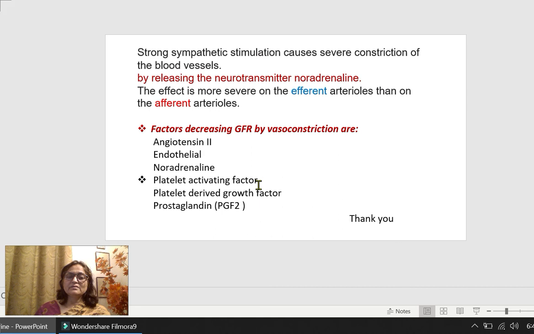Strong sympathetic stimulation caused by neurotransmitters, that is noradrenaline, also affects our GFR just because of the stagnation of the blood in afferent arterioles. There are certain factors which decrease our GFR by vasoconstriction. These are angiotensin II, endothelial cells, noradrenaline, platelet activating factors, platelet growth factors, and prostaglandins released from our kidney. So that's all about glomerular filtration.